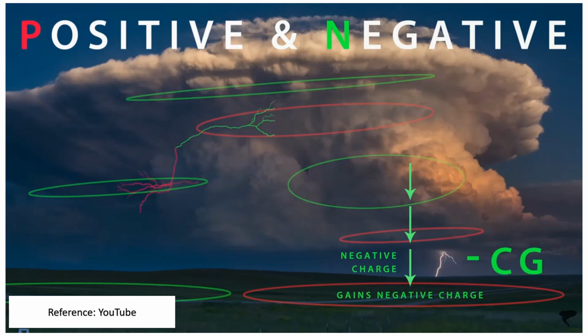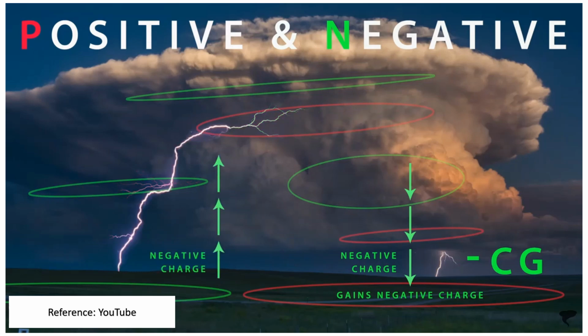Inversely, if a positive leader with a deficit of electrons connects with the ground, an induced surplus of electrons in the ground travel up the channel, shifting negative charge away from the ground up into the storm. The ground gains a net positive charge, so we call this a positive CG.